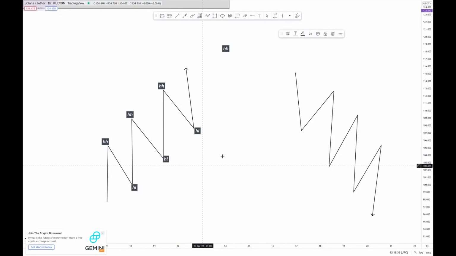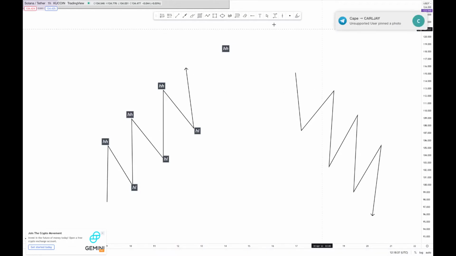So guys, this is market structure. This is an uptrend. When it comes to trading, this is what we see as market structure indicating an uptrend. If the market is moving in an uptrend, we have the creation of higher highs and higher lows. Here we'll have a higher low, here we'll have a higher high.